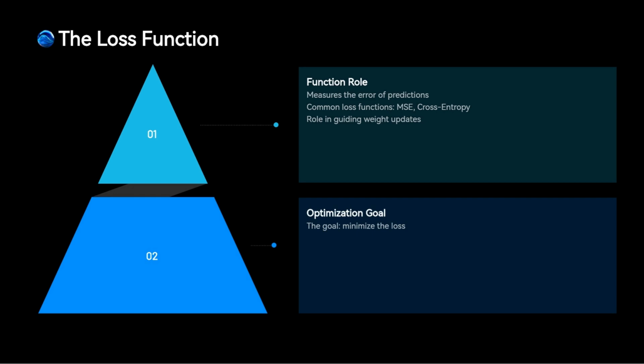The loss function quantifies the error between the neural network's predictions and the actual data. It is the key performance indicator of the network, as it determines how well the network is learning. In regression tasks, mean squared error, MSE, is commonly used, which calculates the average of the squared differences between predicted and true values. In classification tasks, cross-entropy loss is often preferred, as it measures the distance between the predicted probability distribution and the true class label distribution. The loss function provides the feedback that tells the network how to update its weights. The ultimate goal is to minimize this loss, thereby improving the accuracy of the model's predictions.